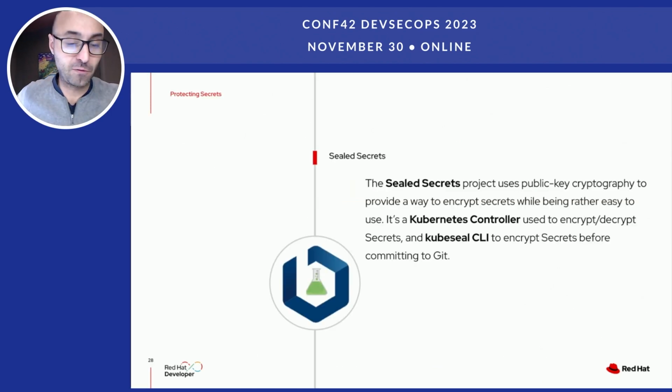So, first project that I want to share with you, Sealed Secrets. Okay, Sealed Secrets is a project that uses public key cryptography for encrypting the secrets. So these YAML files before they are applied to the cluster. So basically, as you can see here, it's a Kubernetes controller, so it's a piece of software running inside your Kubernetes cluster. Then how does this work?